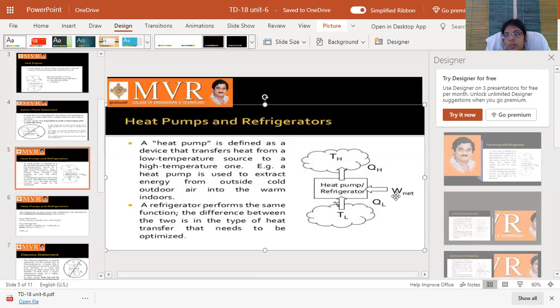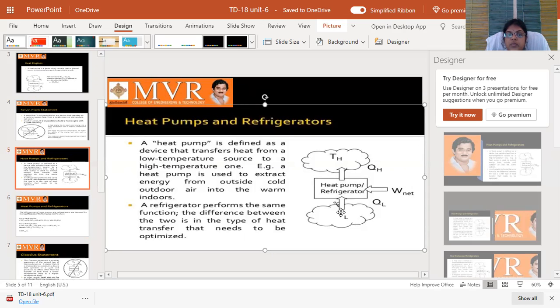gives work done by the system, but in a heat pump or refrigerator, work is done on the system. So we supply energy to the heat pump or refrigerator. Then it takes heat from the sink to the source; otherwise it will not take any heat from the sink. When we supply work to the heat pump or refrigerator, it takes heat from the sink and afterwards supplies it to the source.